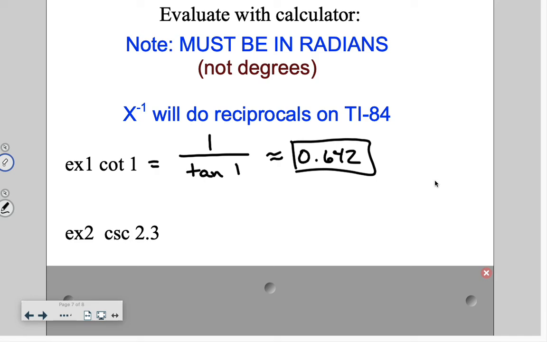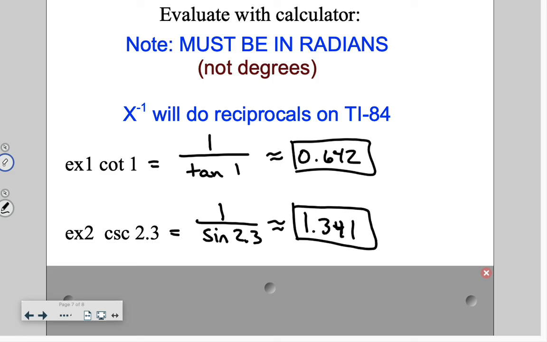Did you use my stupid method? Yes. See, it's stupid, right? It works. It is stupid. That's why it works. Cosecant is the reciprocal of sine. So this is really 1 over the sine of 2.3. I know what it is. And if you typed it in correctly, you should get approximately 1.341. 1.341, somewhere in that vicinity. Okay.